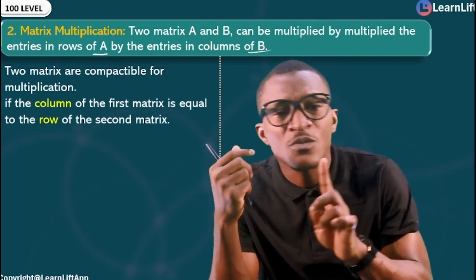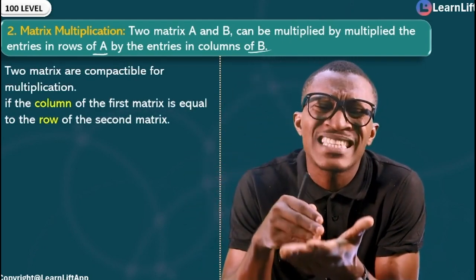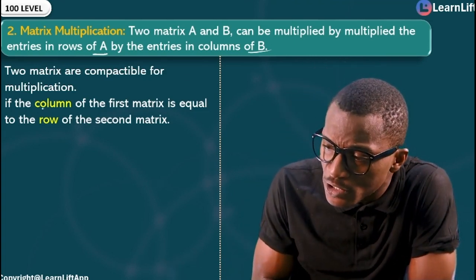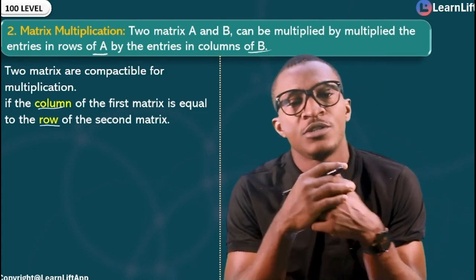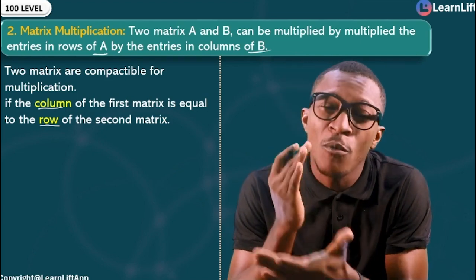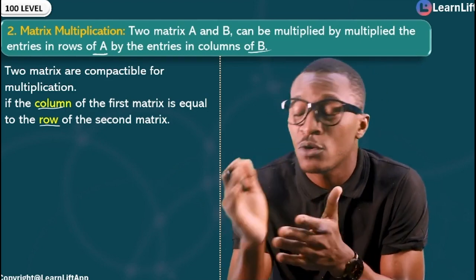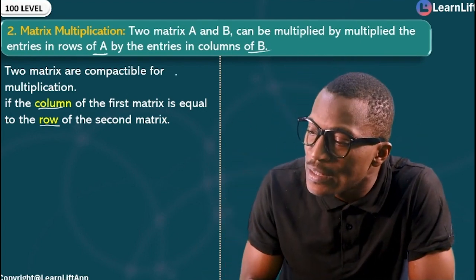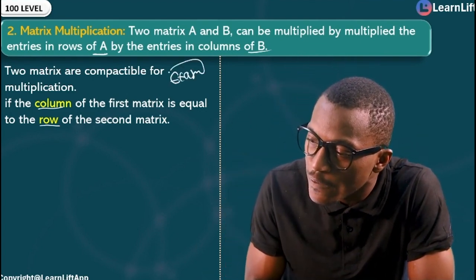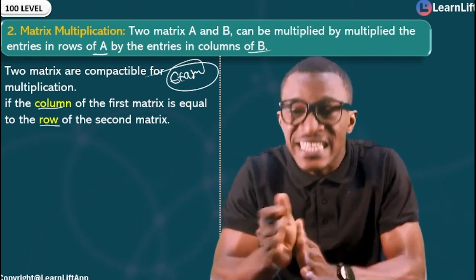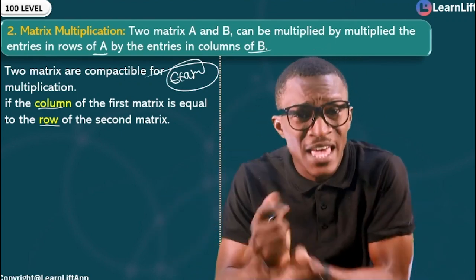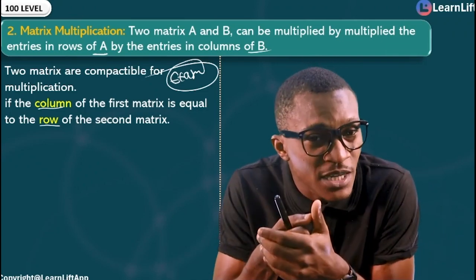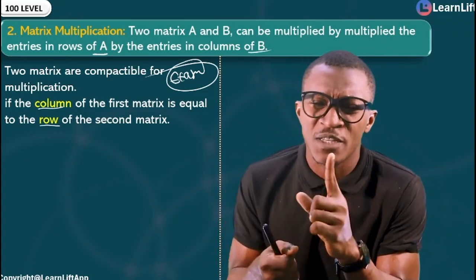And what's the criteria? Take note that two matrices are compatible for multiplication if the column of the first matrix is equal to the row of the second matrix. This is where the exam question is. You will see it in the exam. I beg you in the name of God, please hold it. When are two matrices said to be compatible? When the column of the first matrix is equal to the row of the second matrix.